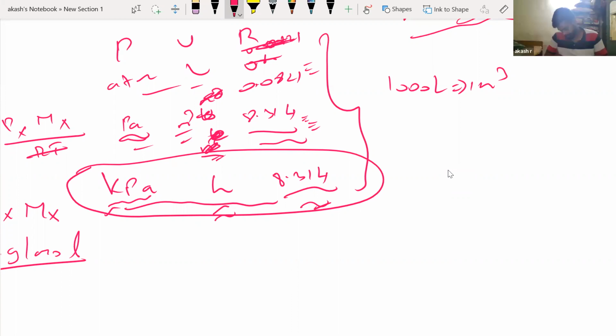Yeah. So these are all the different units. You can just put it in the group also and let everybody see. Right, these are all the possible units of R. Okay. Fine. Next question.